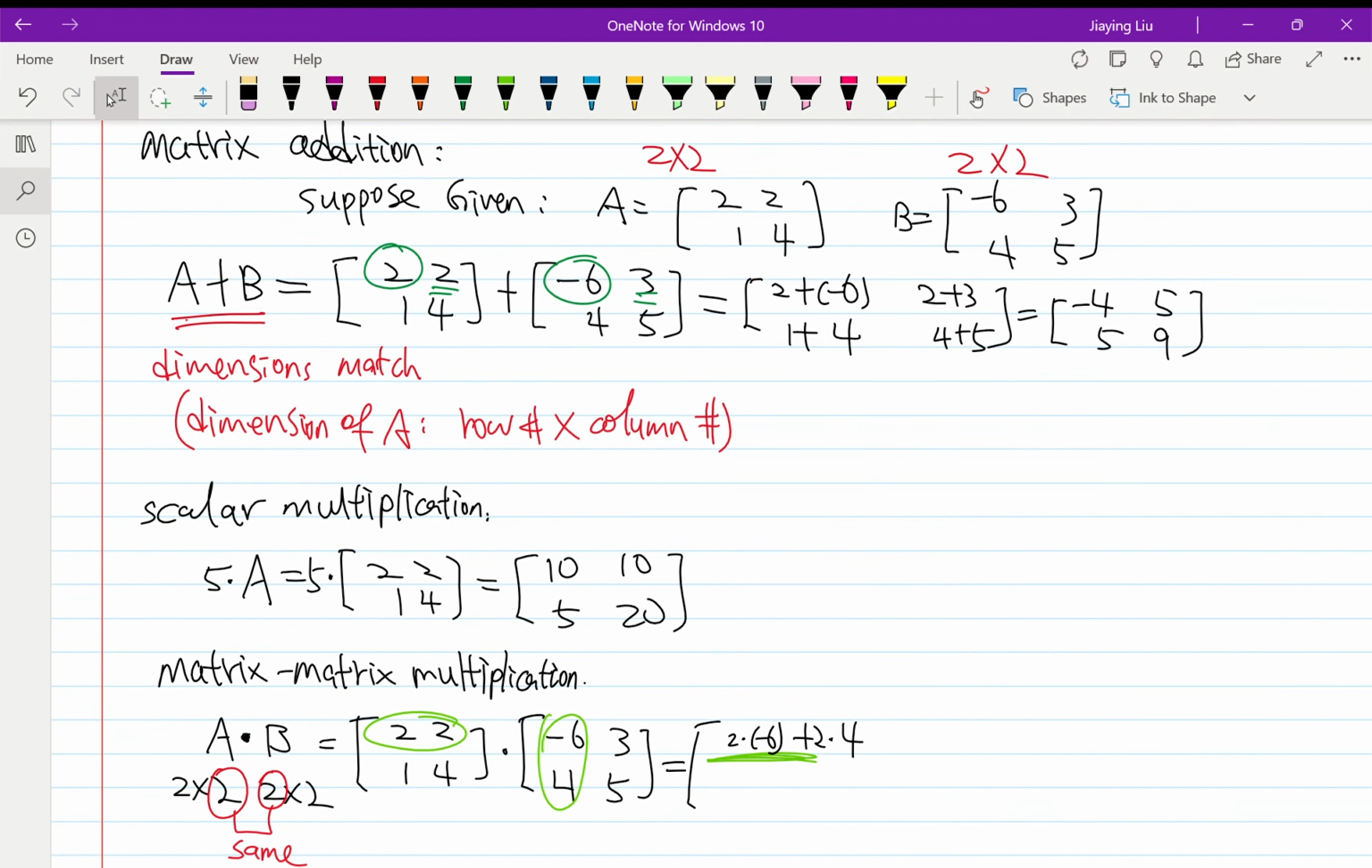So like I said, you multiply this 2 with this negative 6, and we add this 2 times this 4. That gives us one number. But then we can also take the first row multiplied by the second column of B. So first row multiplied by second column here will give us the first row, second column entry in the product. So that's 2 times 3 plus 2 times 5.